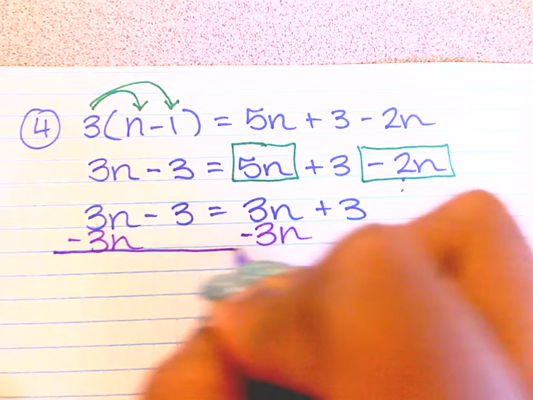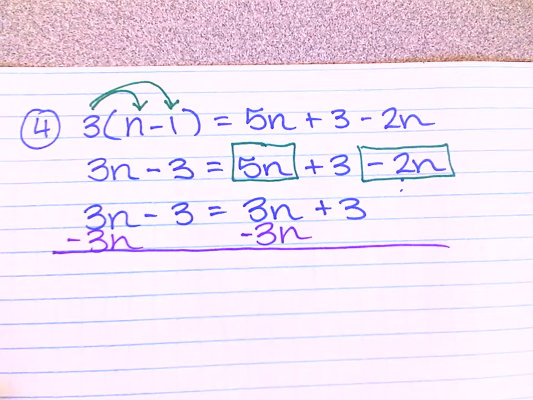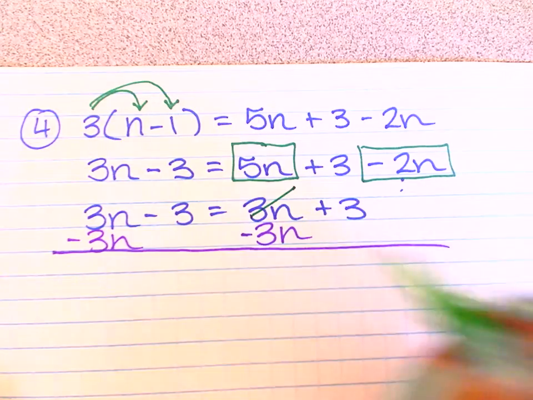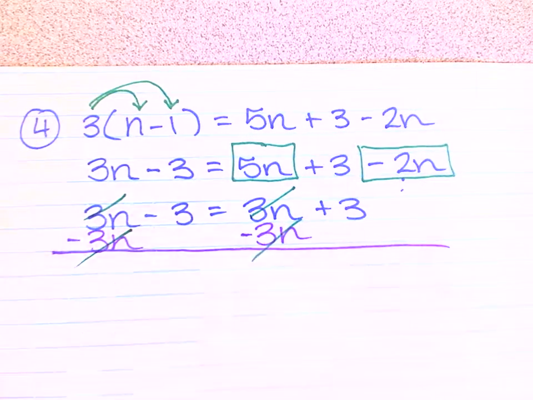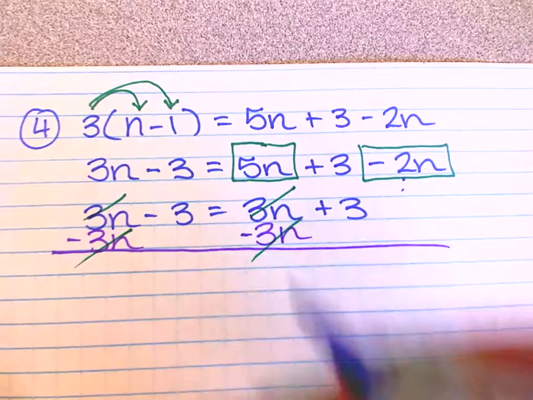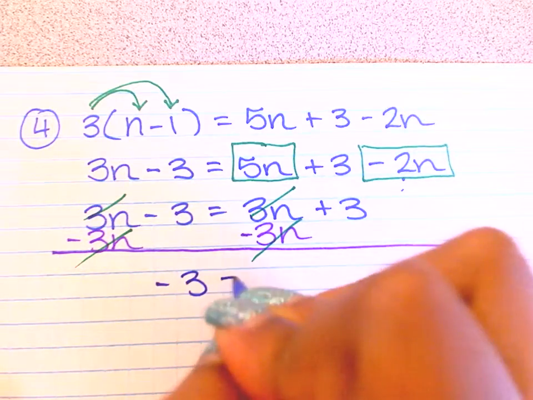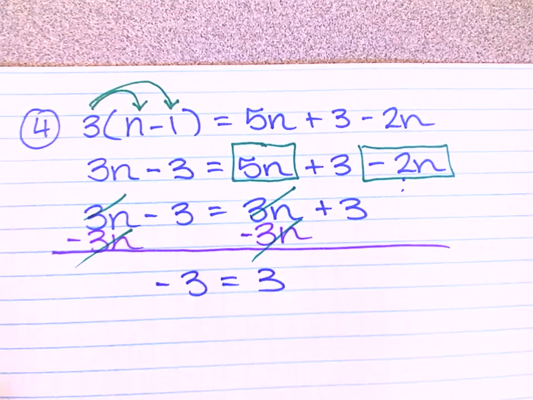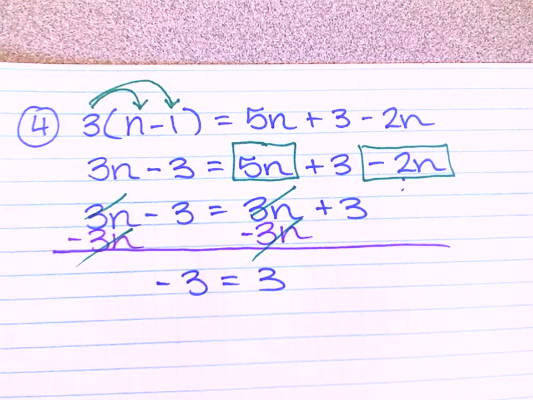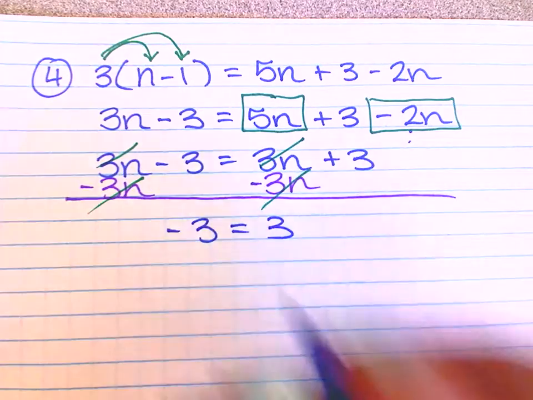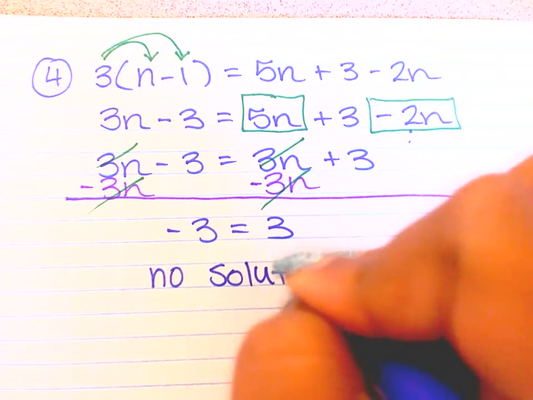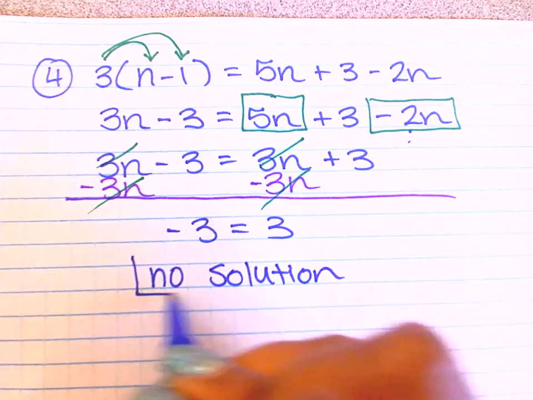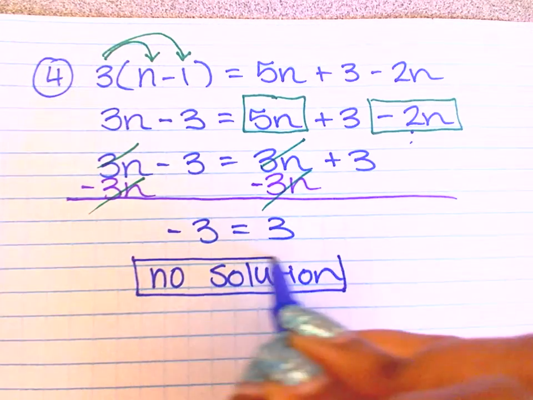Wait a minute. This is a little confusing because positive 3n and negative 3n cancel out, and positive 3n and negative 3n cancel out. So then I'm left with negative 3 equals a positive 3? That doesn't make any sense. Negative 3 does not equal positive 3. So when this happens, my answer is no solution.